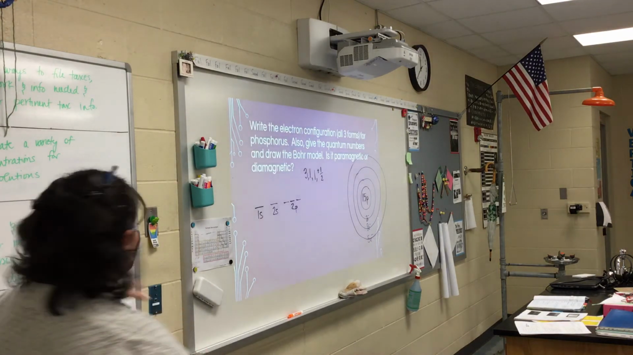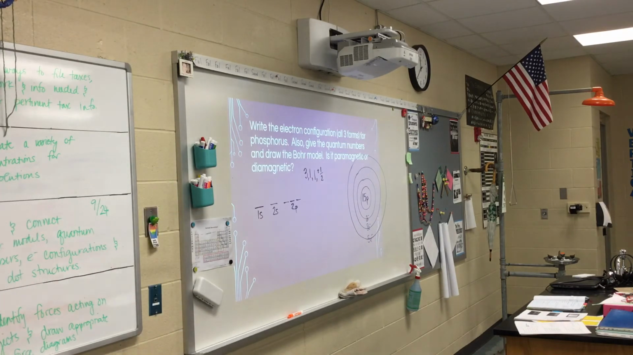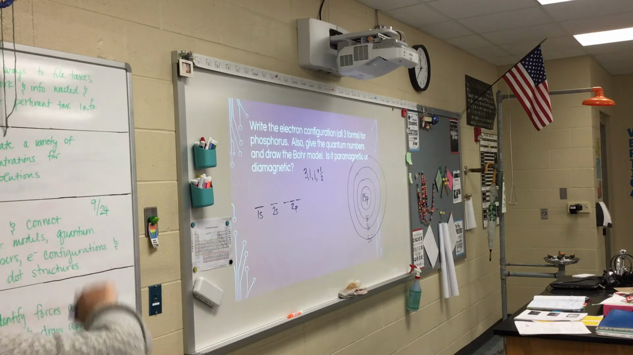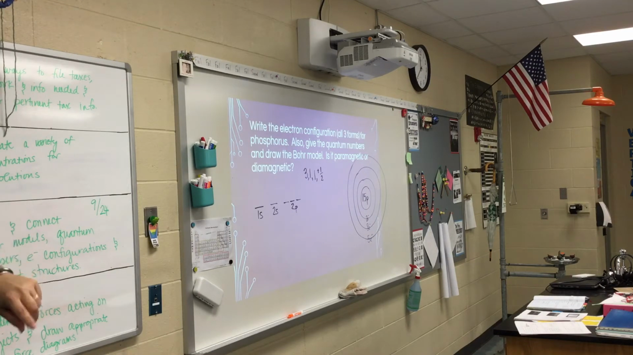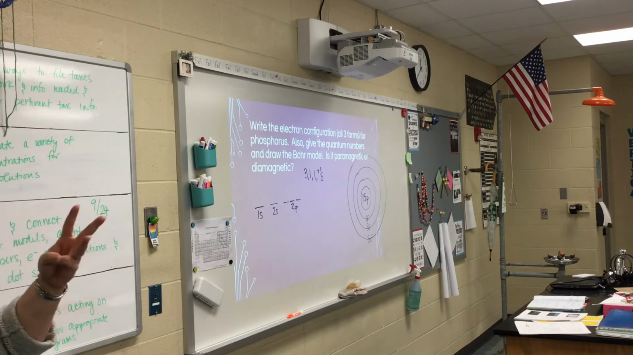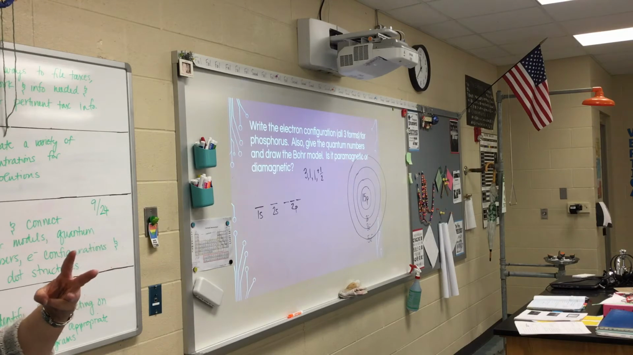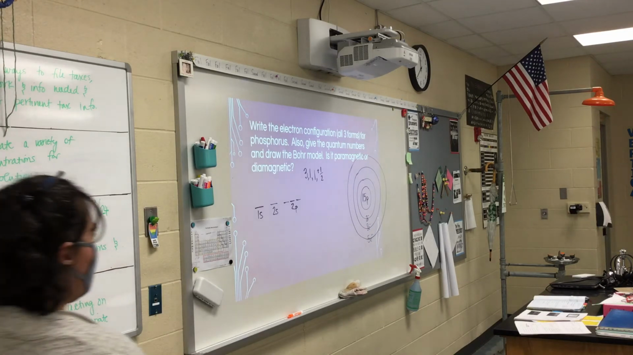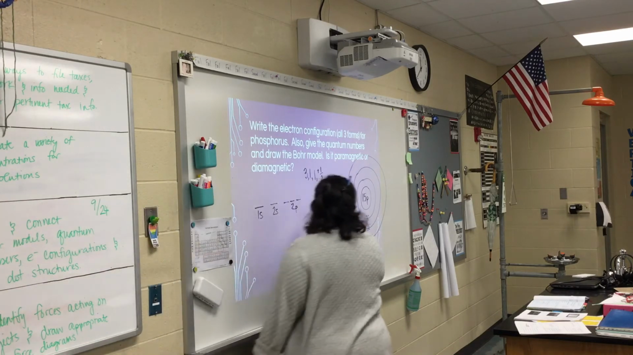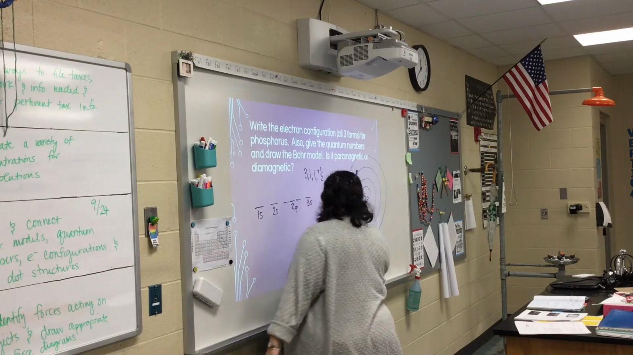Okay, so the arrow here touches 2P first. So I'm going to list 2P first. The 3 lines. Look up in the picture at the top: how many P orbitals are there? 3 P orbitals. Each orbital gets its own line. Okay? What does it touch after 2P? 3S comes next. And there's only one line because there's only one S orbital.